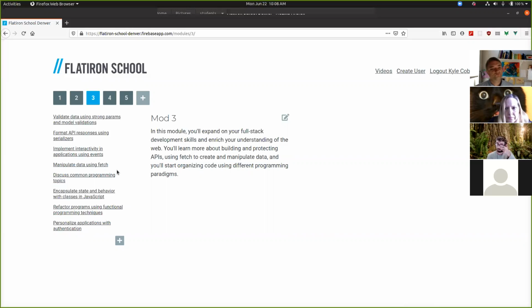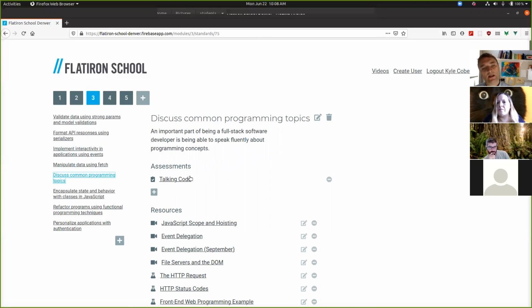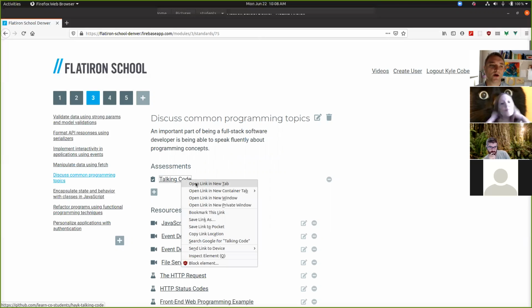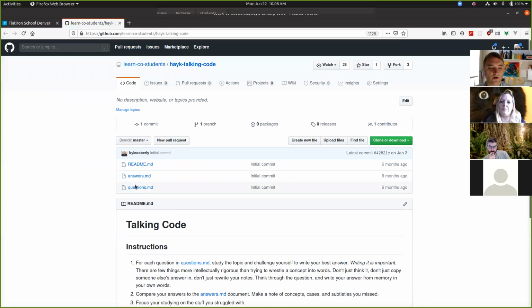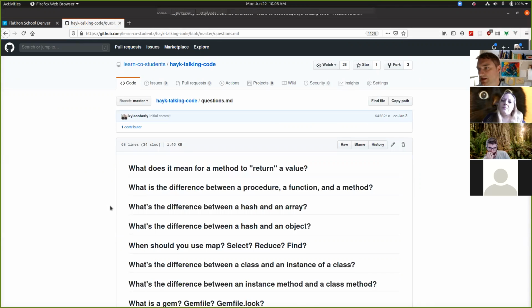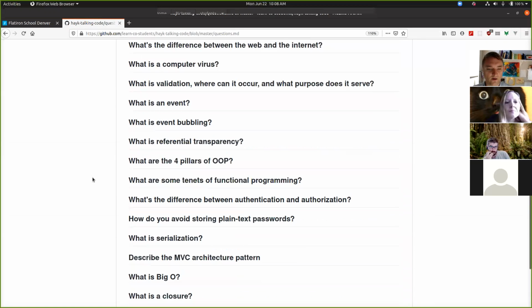Something you might want to pay special attention to is in the common programming topics one. The assessment for that is something called Talking Code. This is a real good one. So I have a list of questions here. A lot of these are pretty common interviewing questions.